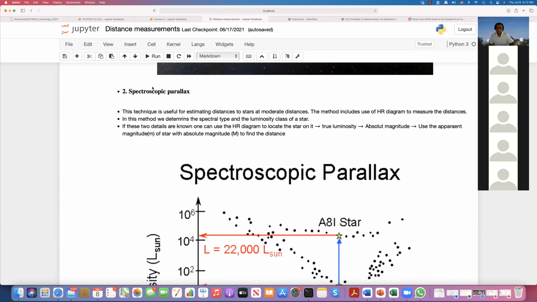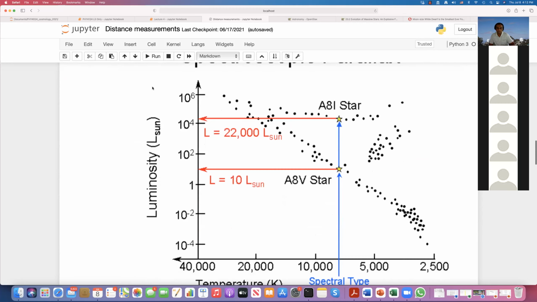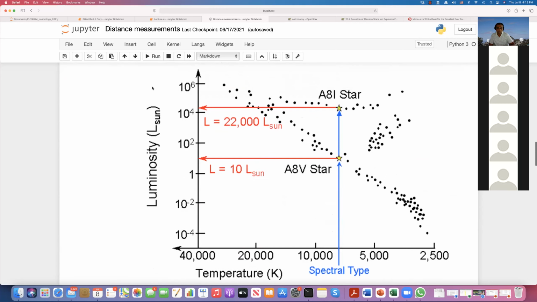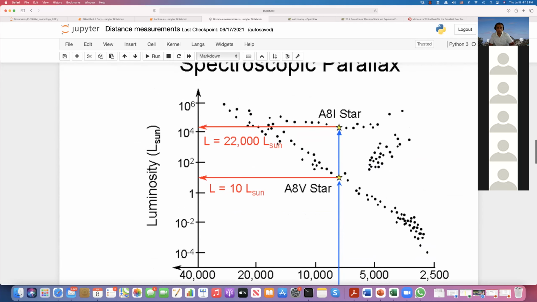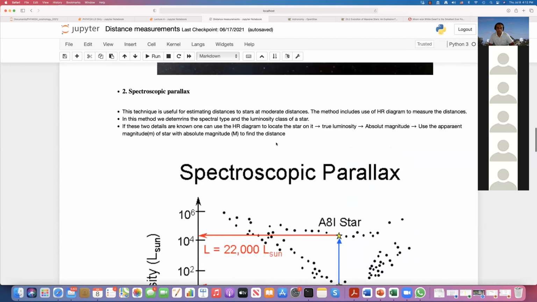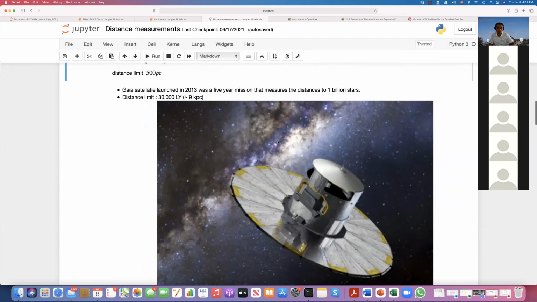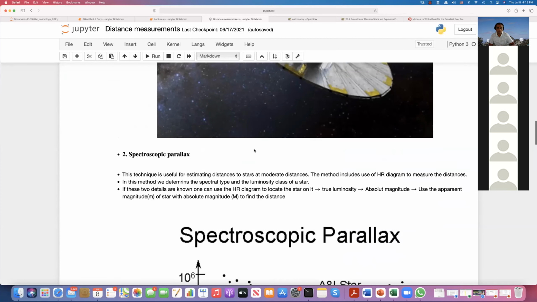And this is also something that you can get a brief idea right here. The idea is, if you have an HR diagram, you can use this method called spectroscopic parallax to measure the distances, right? Now I will talk more about this if time permits, but you need to know about this method, right? So we are very familiar with that one.